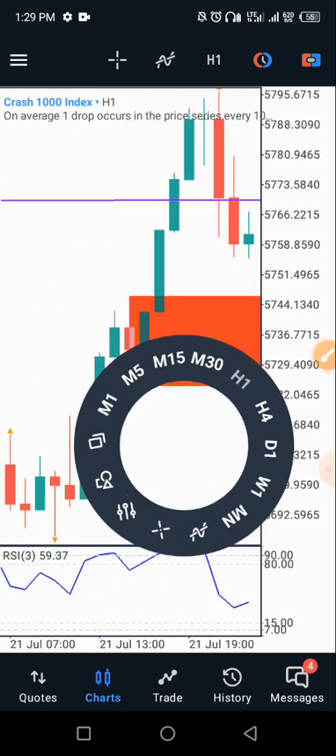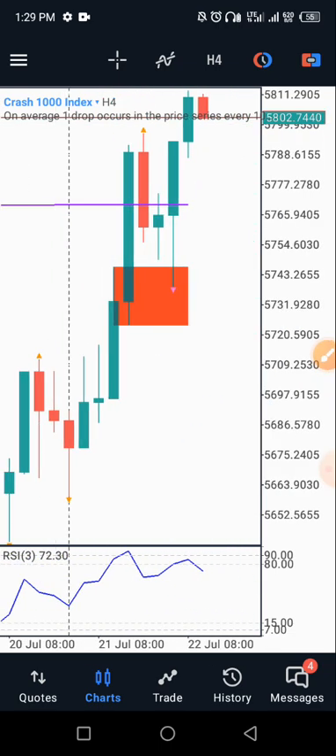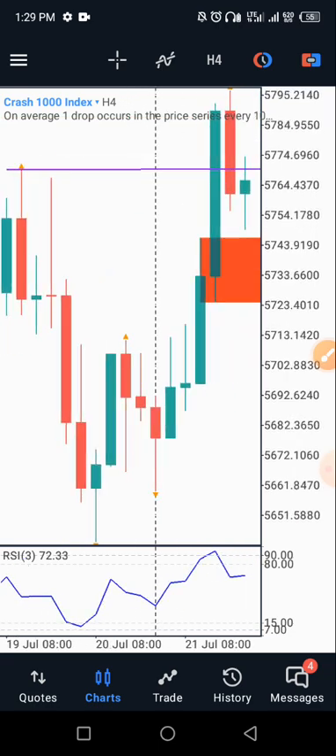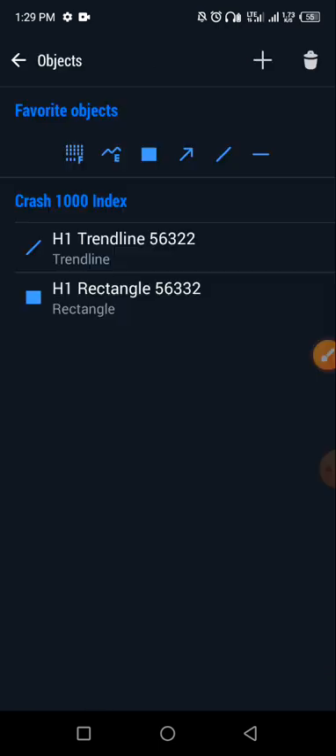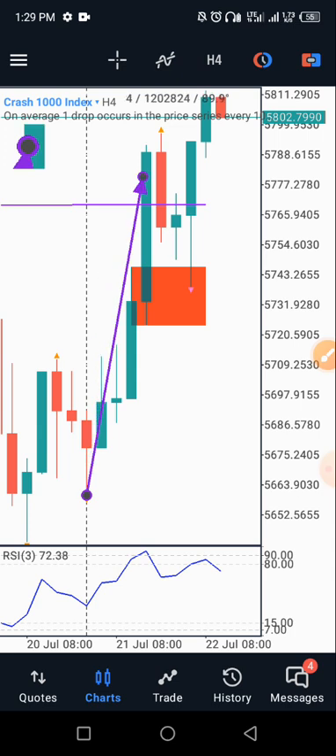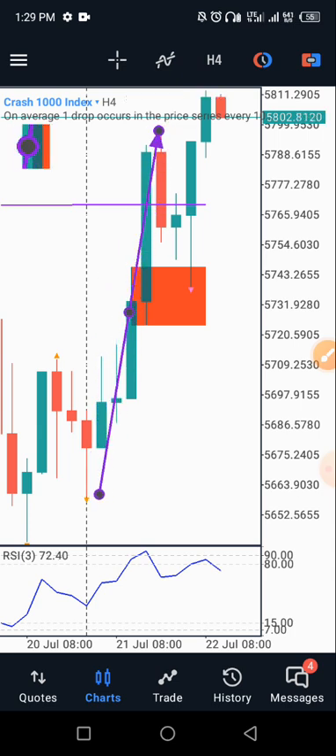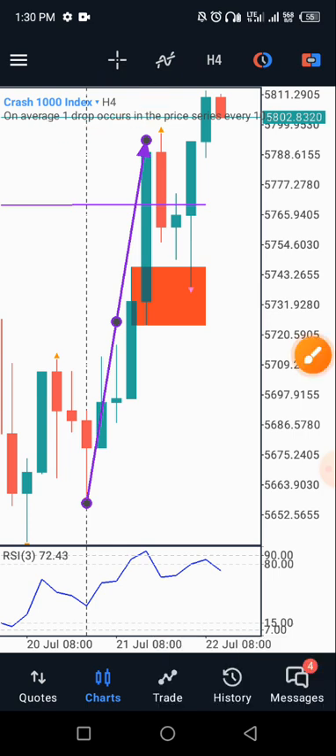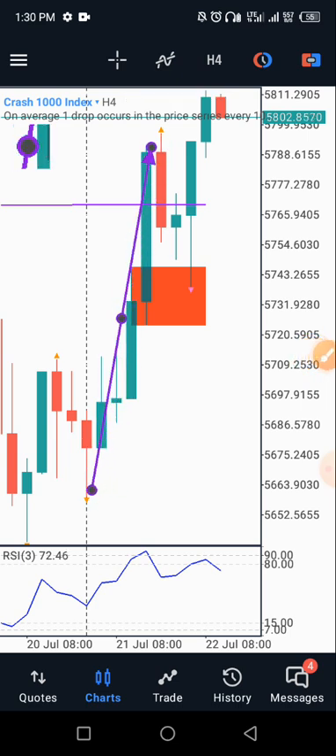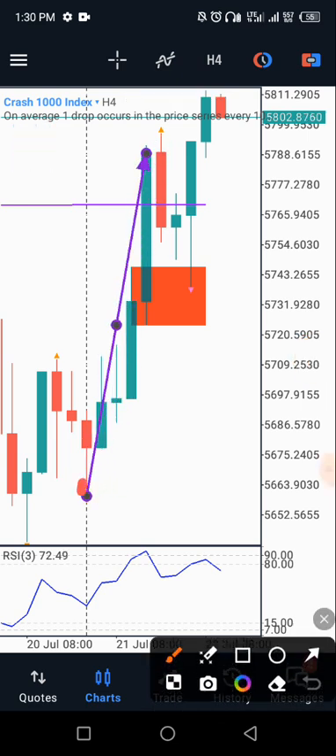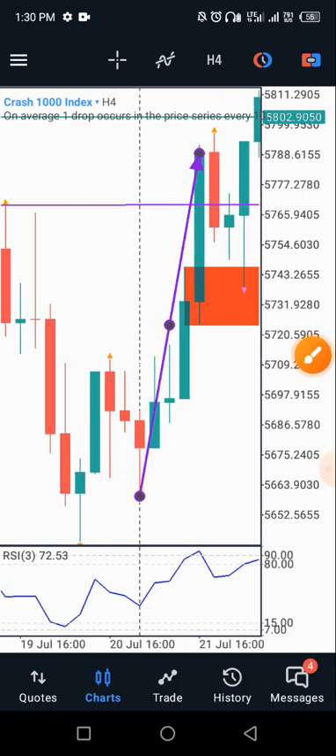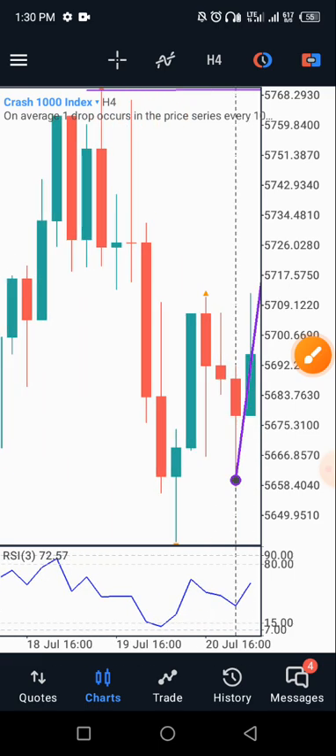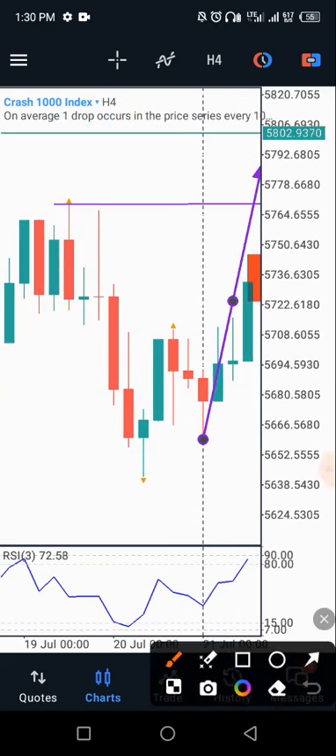If you notice on the 4 hour time frame, this particular market has been buying. Remember, this is the Crash 1000 index on the 4 hour time frame. For our break of structure, we want to see this particular move break a high, and you can see here that this was our most recent high.